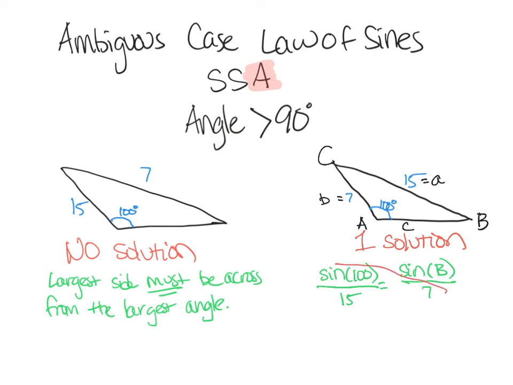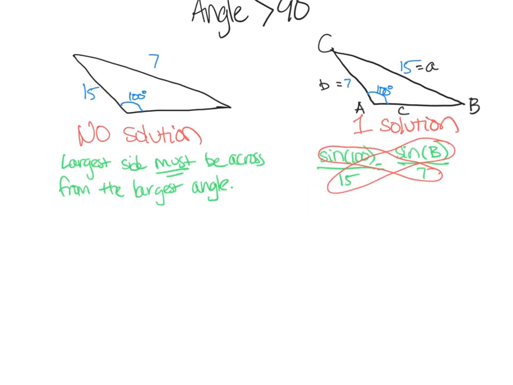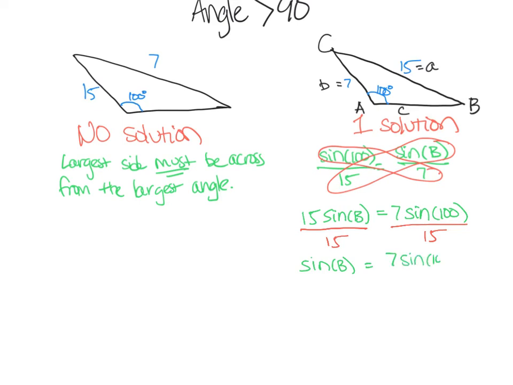So when I do my work here, again, just like what we did before, I'm going to cross multiply. We're going to have 15 times sine of B is equal to 7 times sine of 100. Then I'm going to divide both sides by 15. And I get sine of B is equal to 7 times sine of 100 over 15.